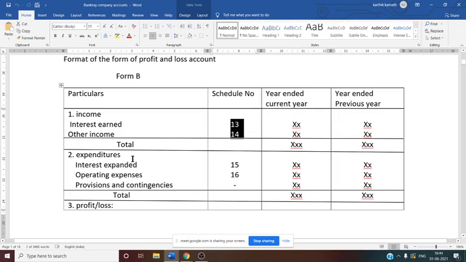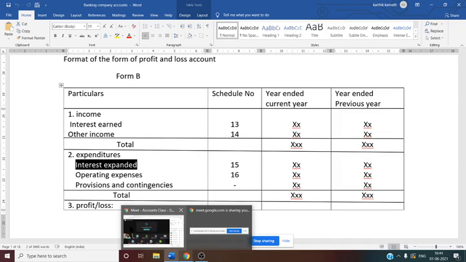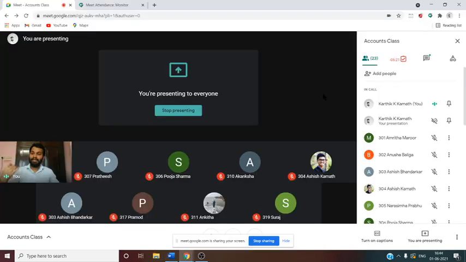Then we want to see what the expenditures for the bank are. So the first thing here is interest expended. Interest expended means what? Interest given by the bank. In the first case, it was interest collected by the bank. Now the second case is interest given by the bank. So when the bank gives interest, that we have to figure out.